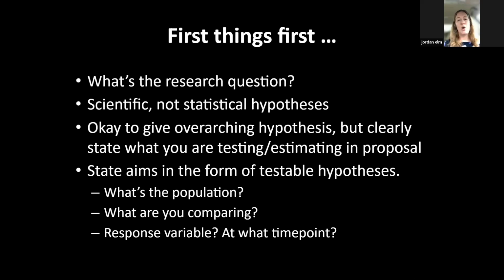Sometimes you might give an overarching hypothesis. Oftentimes, if you're doing a phase 1 or phase 2 trial, you might want to state what your overarching hypothesis is for future research, right? But you also want to be very clear and state what you're specifically testing or estimating in this given grant proposal. So I like to see the aims written in a way in which you're describing the population, you're describing what you're comparing, and you are describing the response variable that you're measuring, so that it's clear. So you want to avoid some of the jargon. If you can go to the next slide, I think I say that better next.